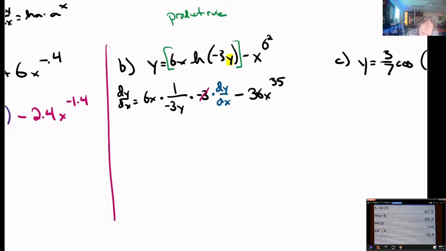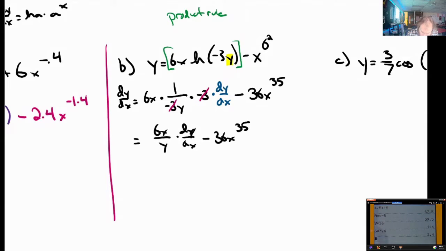The 3's cancel out. And this is going to be 6x over y times dy/dx minus 36x to the 35th power. And this all equals dy/dx, which I think is actually important because when it comes to actually solving this, we're going to want to combine all our dy/dx's on one side.